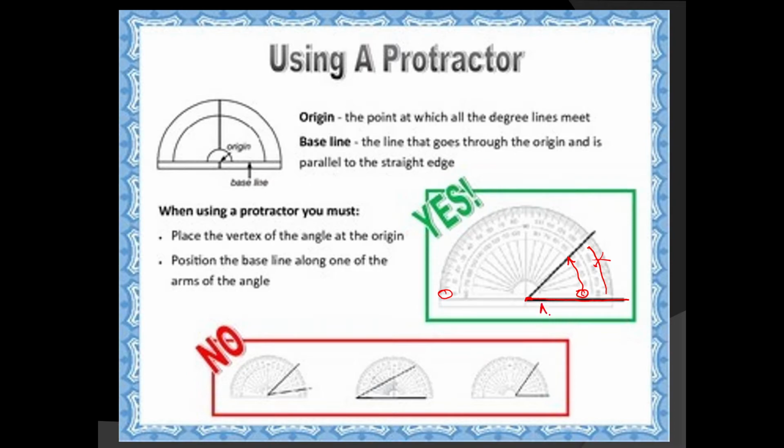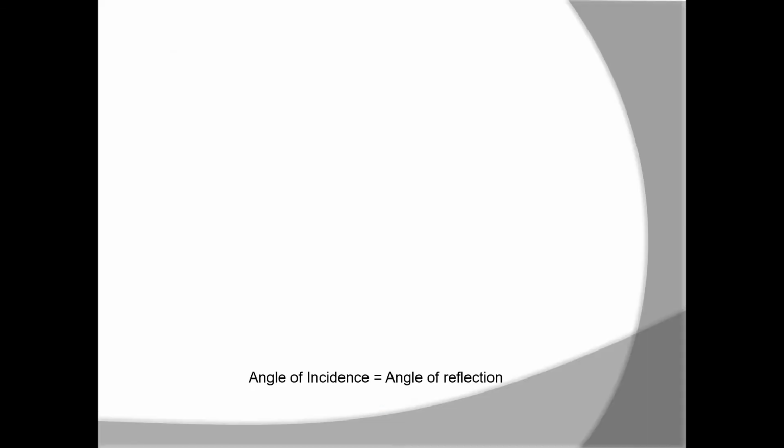So this would be your normal line that you'd measure along here, and that would be your angle coming in that you're trying to measure. These ones obviously are wrong down here. Don't measure it like that.